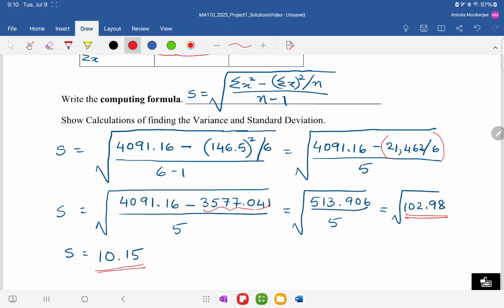All right, you don't have to memorize it. It'll be given to you on the test. If it's not on the formula sheet, it'll be given to you on the test. But just know how to apply the formula and work through it. Okay.